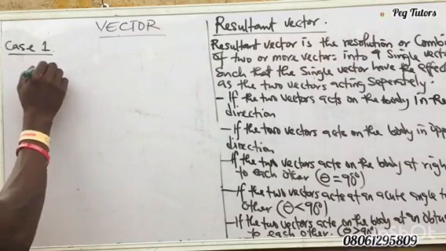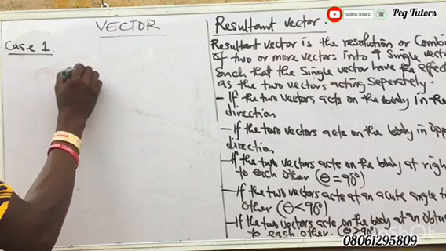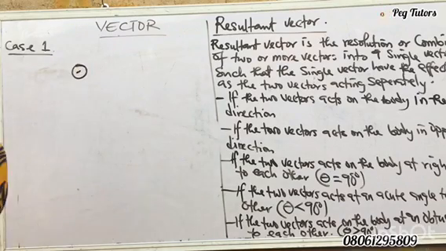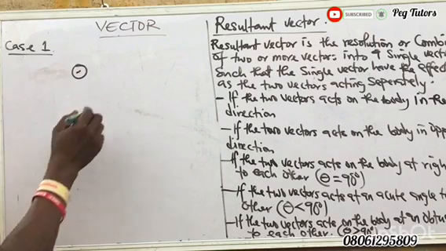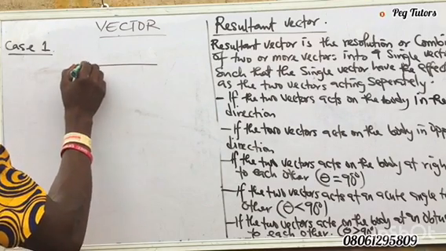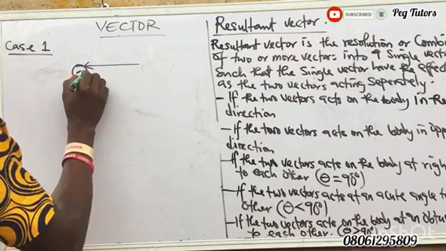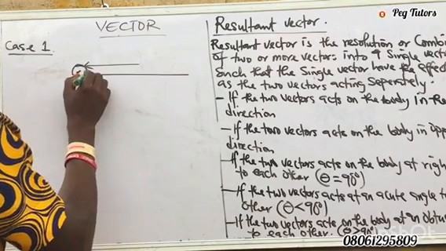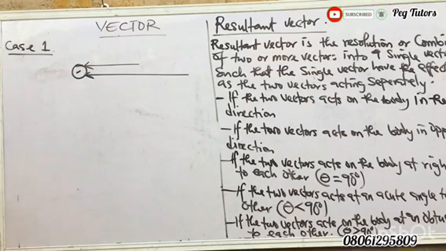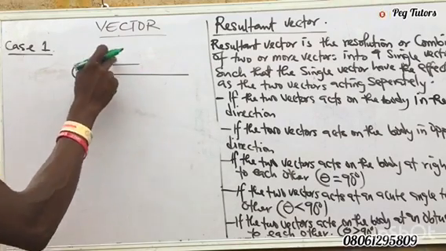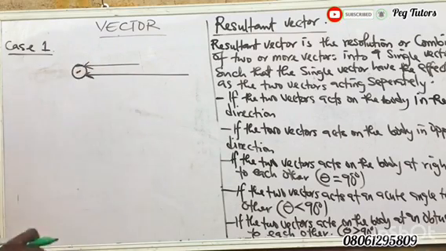So let's assume that this is the body in question, this is the object in question, and we have vectors acting on this object towards the same direction. So we have, let's say, a vector here acting on the body towards the left direction, and another vector acting on the same body towards the left direction. From the size of the lines, you would see that this vector is higher than this vector. The magnitude of this vector is higher than the magnitude of this vector because of their length.